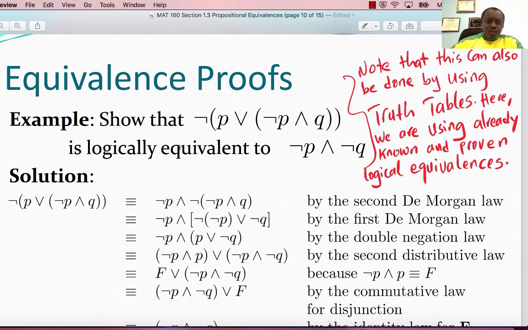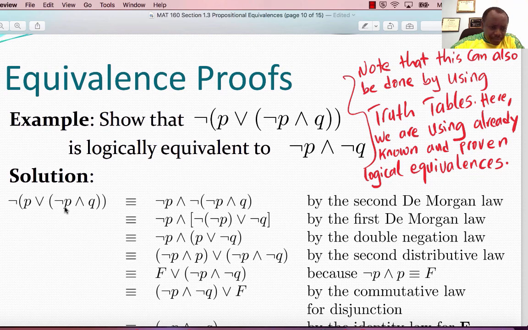Example 1. Show that not P or parentheses not P and Q is logically equivalent to not P and not Q. Again, you can use truth tables to get this done, but here we expect you to prove that this compound proposition is logically equivalent to the other one without using truth tables. Use a series of logical equivalences. So let's start. We start with the left-hand side right here. It's a lot easier to break down a house than to build one. So we start off with this that looks really huge and break it down to not P and not Q.